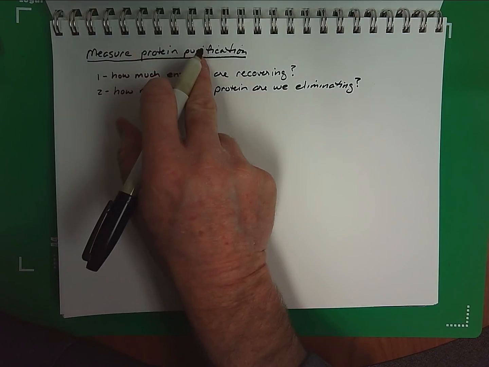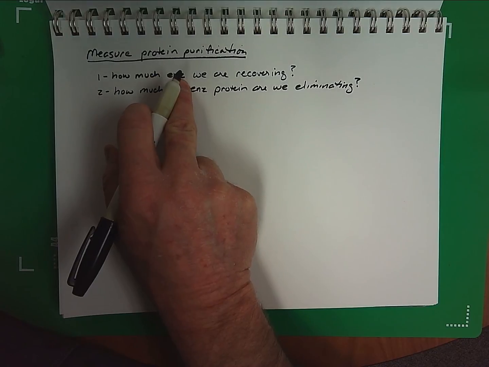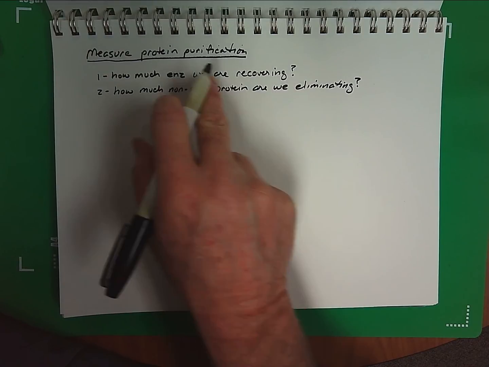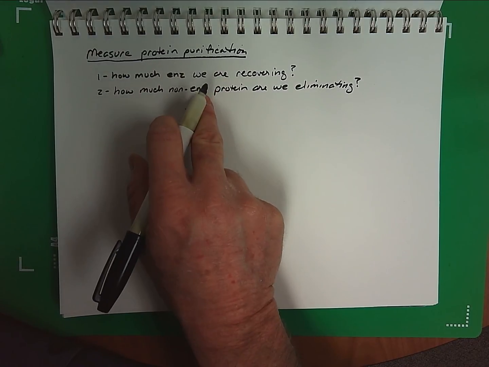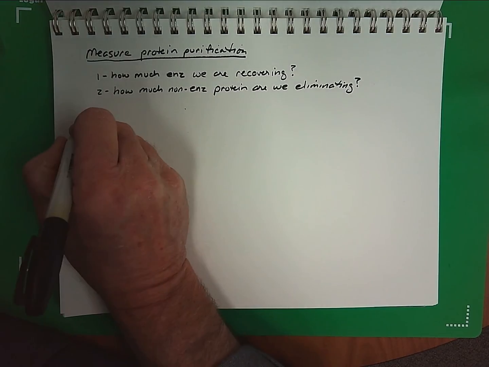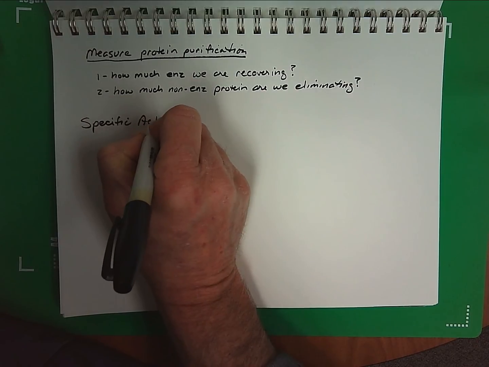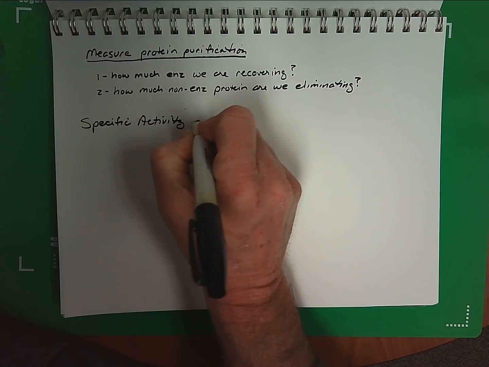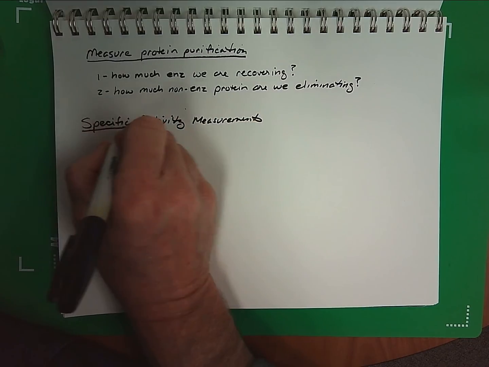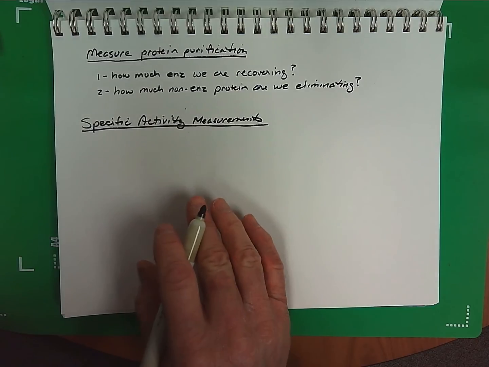So during protein purification, what we want is pure enzyme, single molecule that we're studying. We need to remove all other protein. So we need to measure the enzyme we're recovering and measure how much of the protein that we're not interested in we're getting rid of. So what we are going to do is apply what's called specific activity measurements. And this is done in all protein purification schemes when we're examining an enzyme.